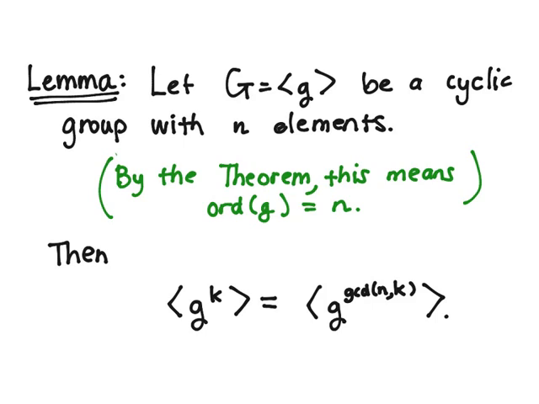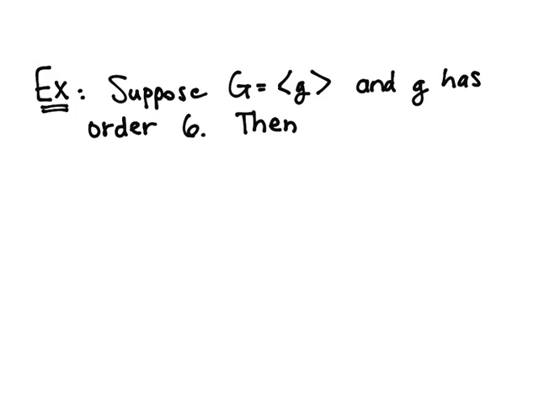So again, I suspect it's probably kind of mysterious how this lemma is a step towards our big goal of calculating orders. If so, don't worry, we'll tie all these loose ends together next video. But for now, let's look at least one example to try to make this lemma seem a little more concrete and hopefully more believable. So let's suppose our cyclic group capital G, generated by lowercase g, has 6 elements. In other words, let's suppose that lowercase g has order 6.